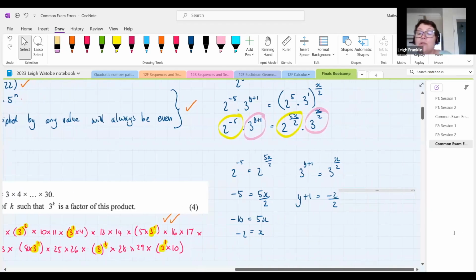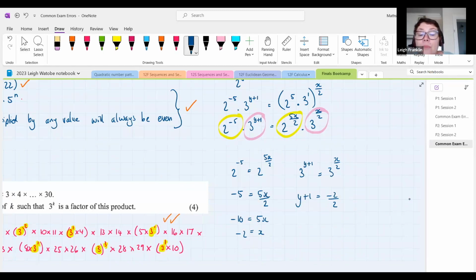Sorry, I'm just scooching over a little bit to the right-hand side there. And now y plus 1 is equal to negative 1. So y is also going to be equal to negative 2 in this case. Yes. Good. Well done, everybody.